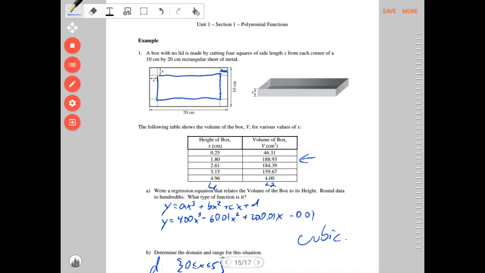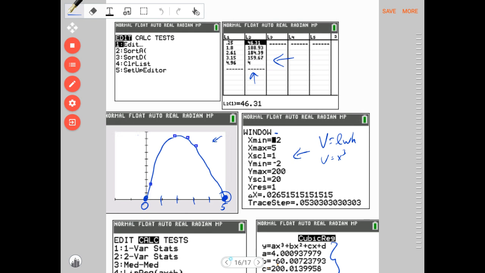Now let's go back up to this box and just kind of talk about that. Look, this is only 10 centimeters wide. So if our cutout is 5 centimeters, 5 and 5, then really we're folding this piece of sheet metal right down the middle, and we don't get a box, we get like an envelope. Okay, very strange. Okay, so that just doesn't happen. So that's why our domain is between 0 and 5.